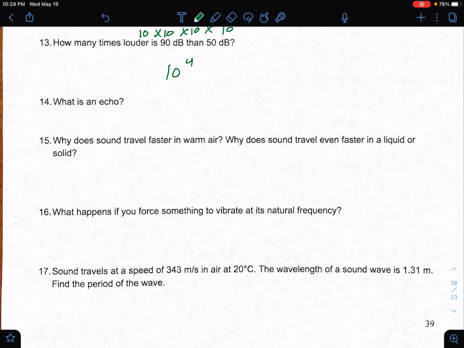16, what happens if you force something to vibrate at its natural frequency? That is called resonance. That's like when an opera singer matches the frequency of a glass. That creates resonance, and if there's too much amplitude, it'll actually break the glass.